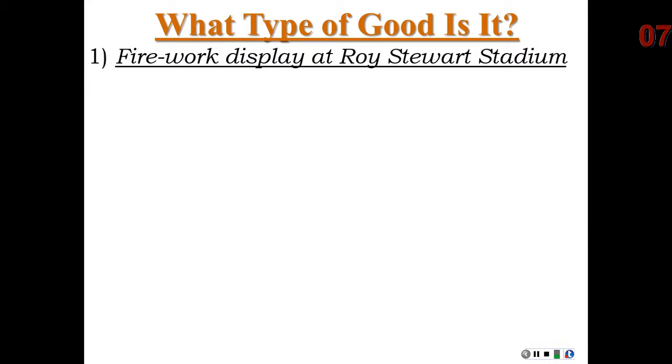A fireworks display at Roy Stewart Stadium, that's a stadium on campus. You can sit in the parking lot and anything that is shot into the air you would be able to see. So of course, would it be rival in consumption? The answer would be no. Would it be excludable? Actually, the answer would be no. So therefore, that would actually probably be a public good.